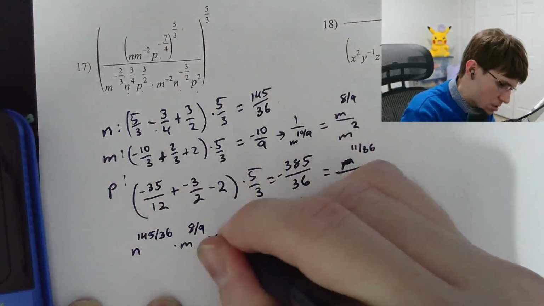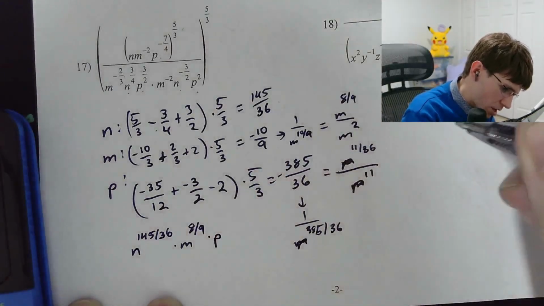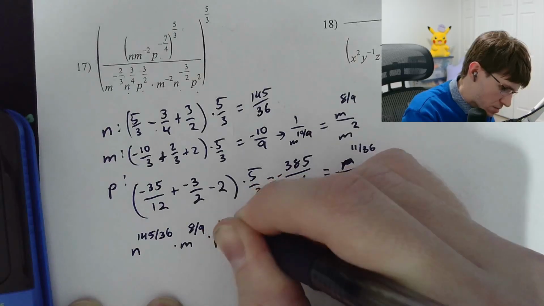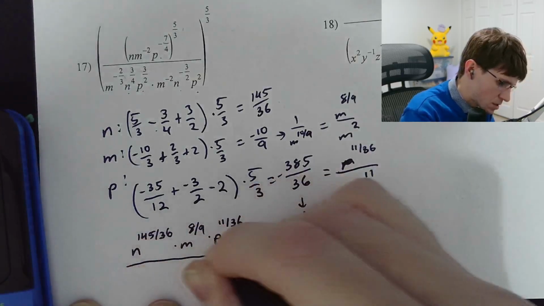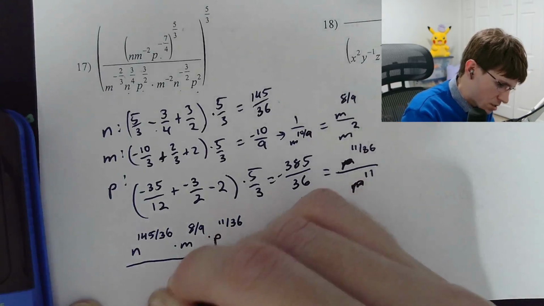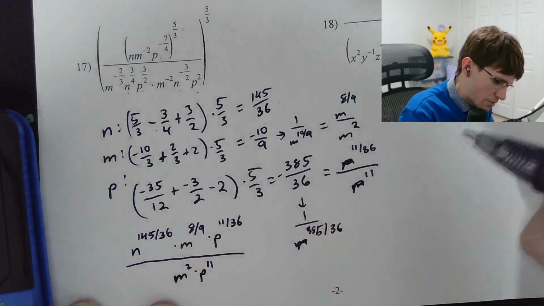P to the power of 11 over 36, divided by m squared times p to the 11th.